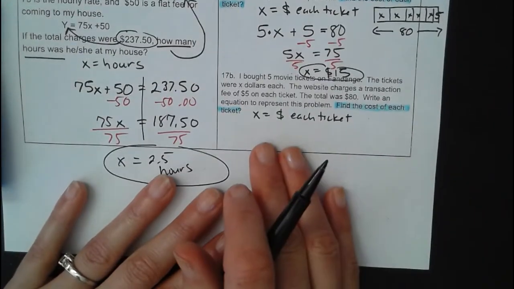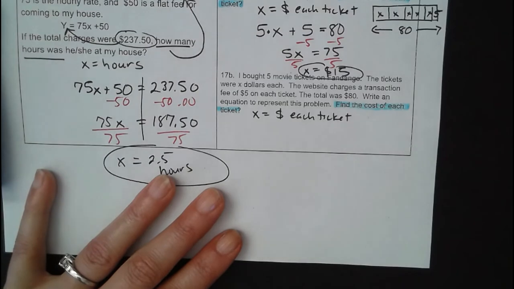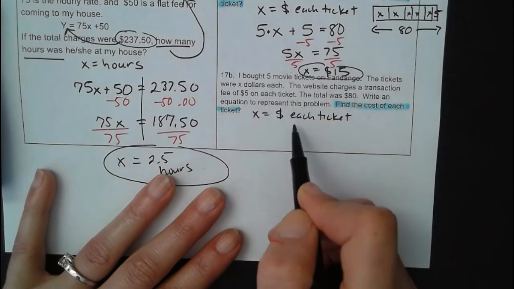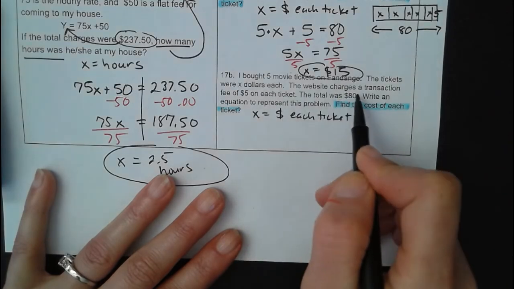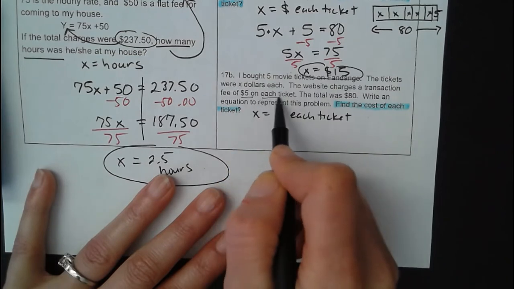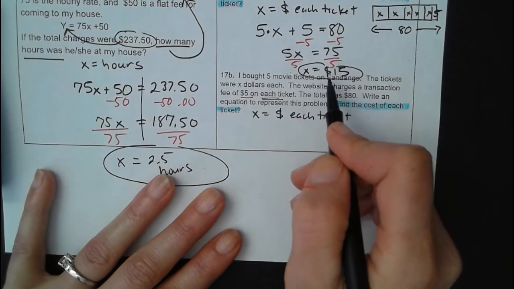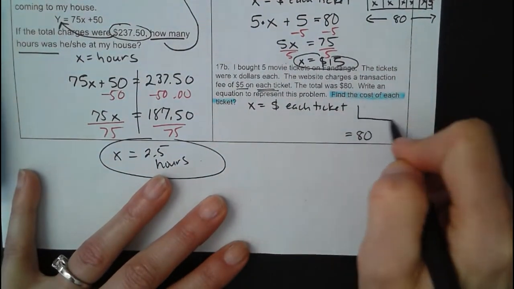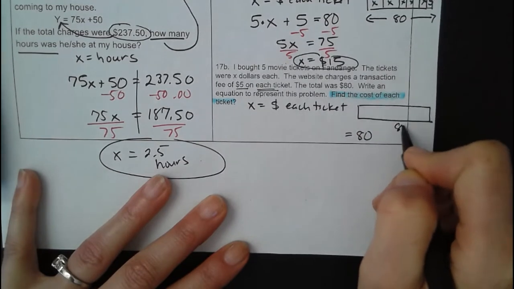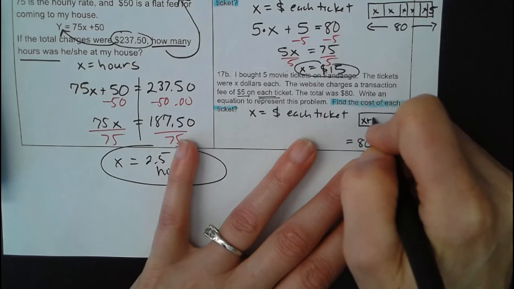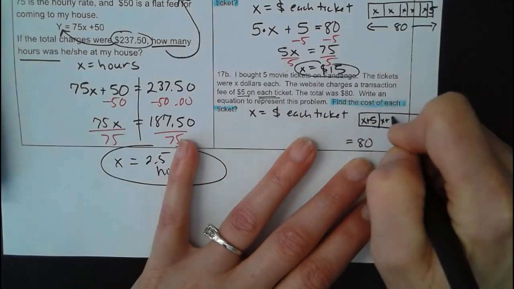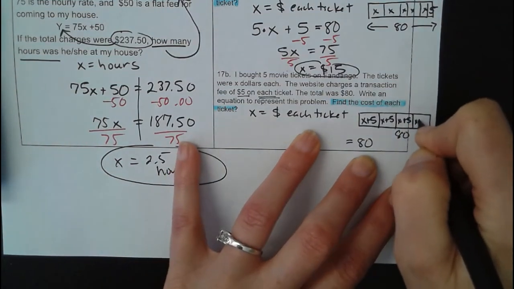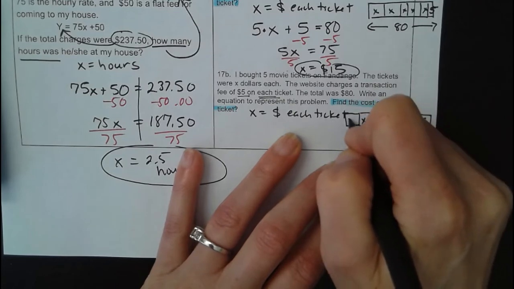This one we haven't done yet, but I am going to go over it because we will be doing this next time we meet. I bought 5 tickets on Fandango. The tickets were x dollars each, so that's the same thing as the one above. The website charged a transaction fee of $5 on each ticket. The total was $80. So I still have my whole of 80. But unlike before, what I have in each of these is an unknown ticket fee and a $5 transaction fee. So each one of these is an x plus 5, and I need a whole other x plus 5. Let me squeeze it in here.